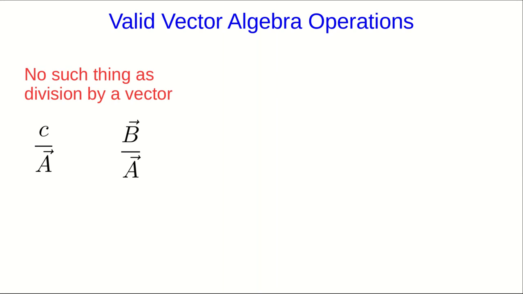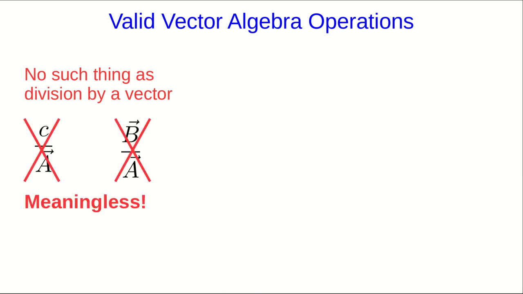Maybe in class we'll have time to discuss why, but the point is that there's no meaning that can be attached to either dividing a scalar by a vector or dividing a vector by another vector. And so both of these expressions are meaningless. If you ever come up with an expression that has a vector in the denominator, you've definitely done something wrong. Back up and figure it out.